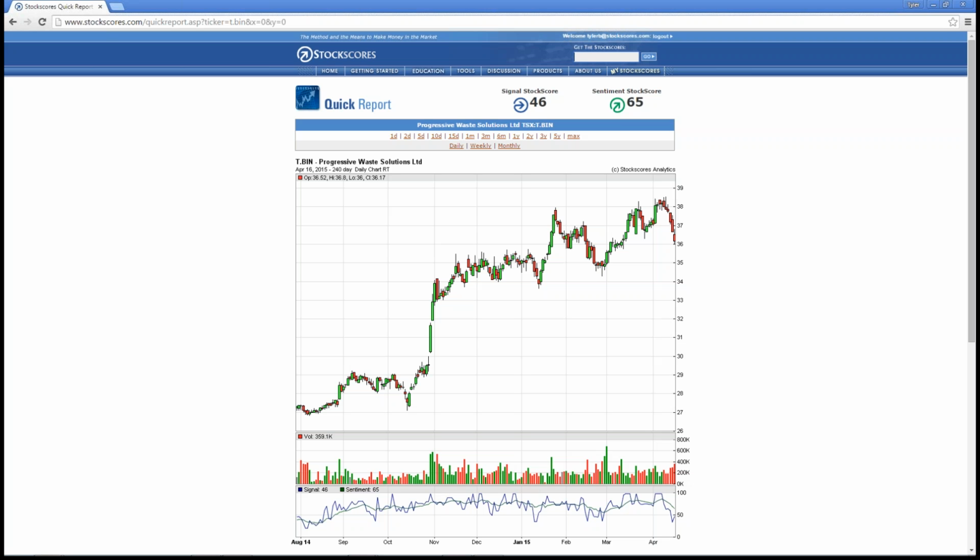This would be a hold. It should bounce off of 36, maybe 35.50 in the next couple of days. Pulling back from a high though, so it's not bad. I would consider this one a hold. I wouldn't buy it.